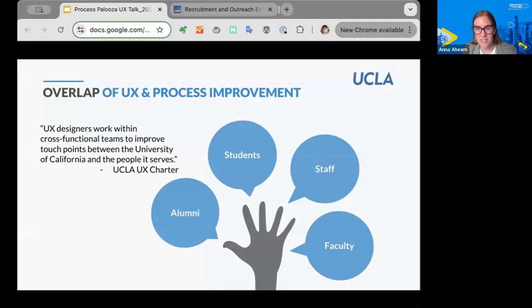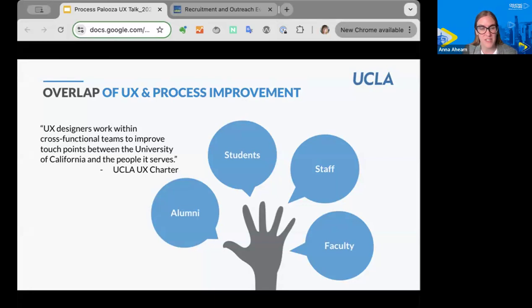To delve a little more into that, UCLA UX describes the day-to-day of UX as UX designers work within cross-functional teams to improve touch points between the University of California and the people it serves. Again, touch points, like interactions, is kind of a substitute word for processes. UX and process improvement also work with similar teams.